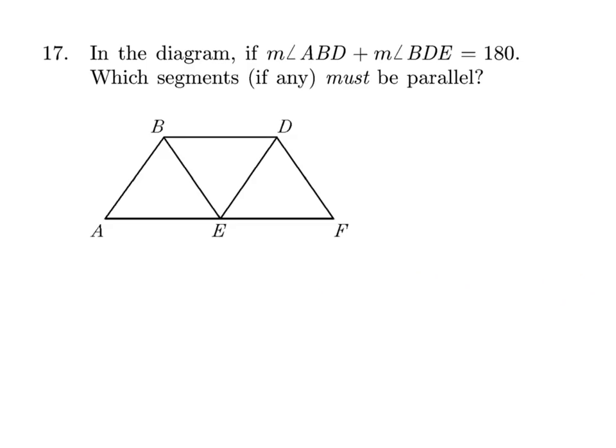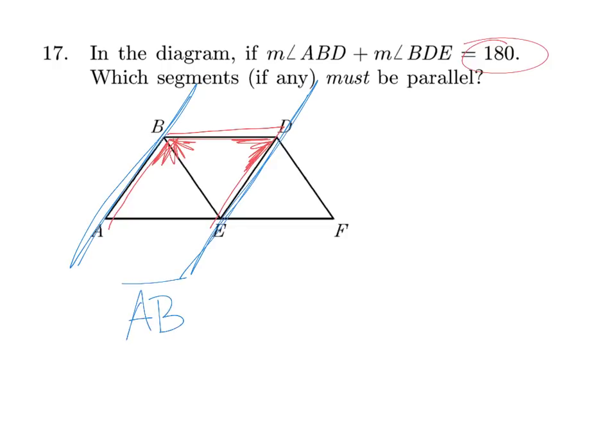In the diagram, if measure of angle ABD plus measure of angle BDE equals 180, which segments, if any, must be parallel? All right, ABD plus BDE. So this angle here plus this angle here add up to 180. If they add up to 180, that tells you something about these two lines. They are parallel. So AB is parallel to ED. And that's all there is to this one. Done.